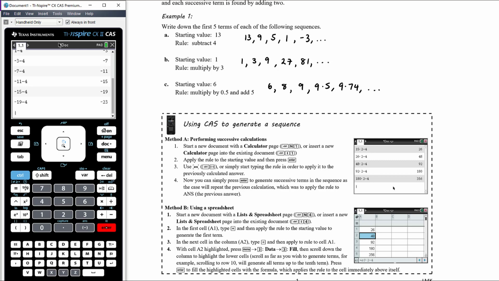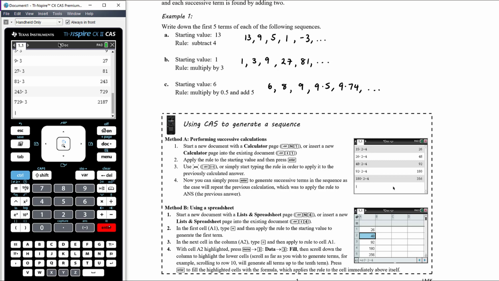So for example, part B, that sequence, we start at 1, so we press 1 and press enter, okay, and then we multiply by 3, so I don't type the previous answer out, the first thing you press is the operation, so multiply, and it automatically brings up answer. It understands that if the first thing you type is an operation, that you want to do that operation to your last answer. So we want to multiply by 3, so we get our second term, third, fourth, fifth, etc.